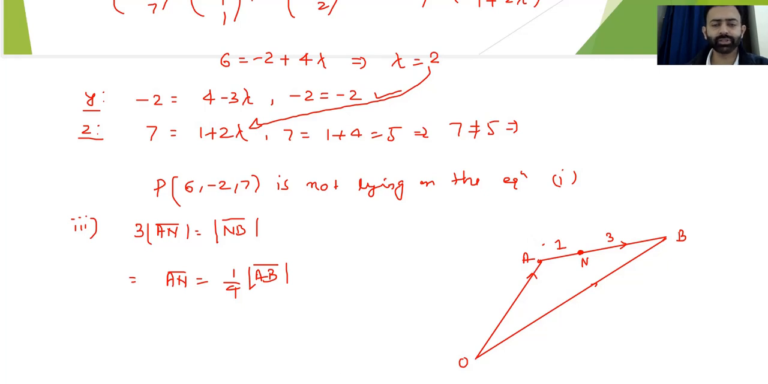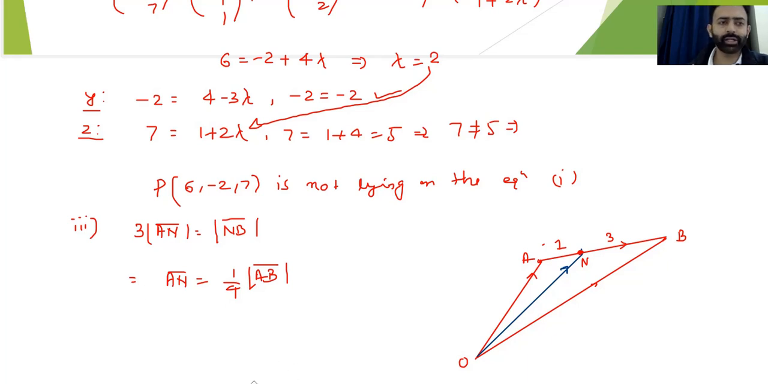Why am I doing this? Because again, if I have to find out the coordinates of this point N, that means this N should satisfy the vector equation of line AB, right? That means I have to find out the position vector of ON. Okay, this vector we have to find out. Finding out the coordinates means finding out the position vector of point N such that N is lying along line AB, with this unit being 1 and this distance being 3 units. So in terms of AB, AN is 1 by 4.